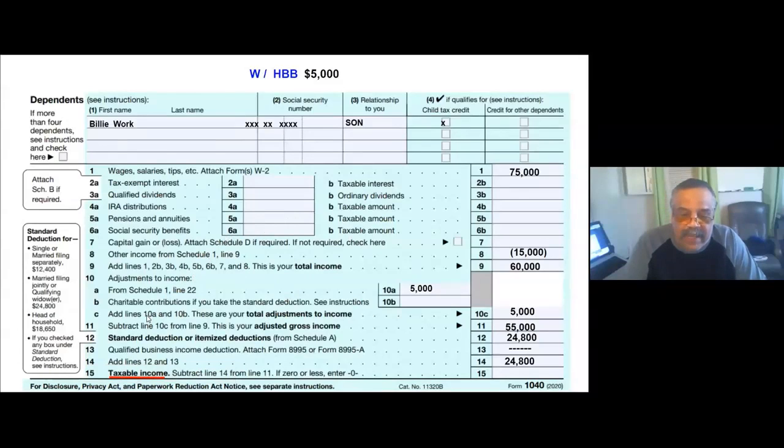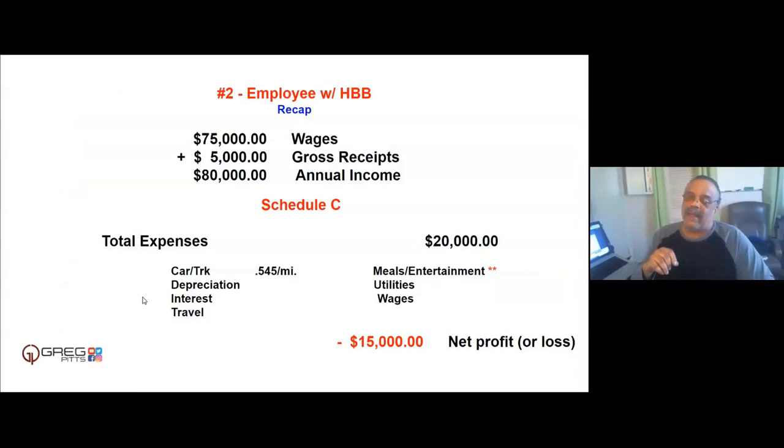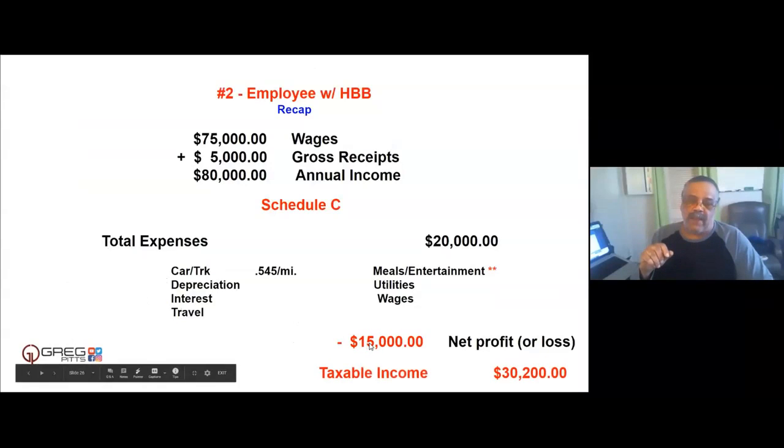On line 15, this is your taxable income. It says subtract line 14 from line 11. Your taxable income is now $30,200. Okay? Let's see what that difference is when we go to our chart. It's showing a $15,000 loss. Your taxable income is $30,200.